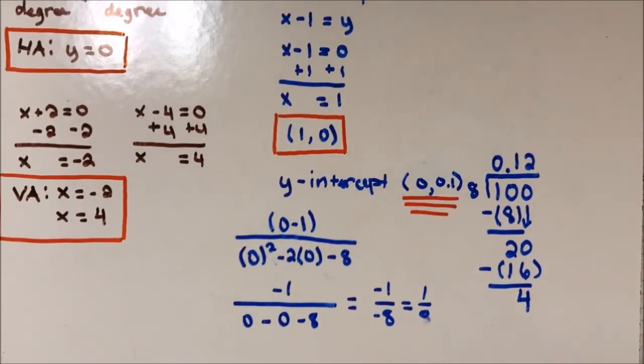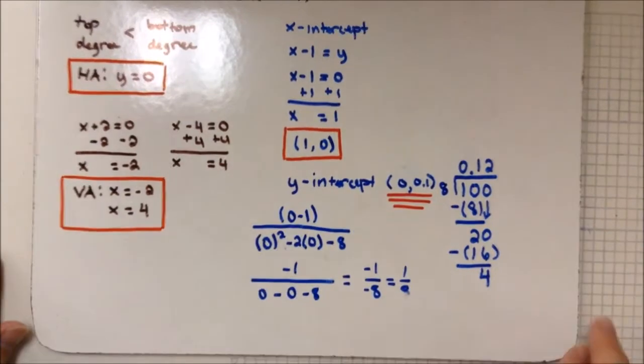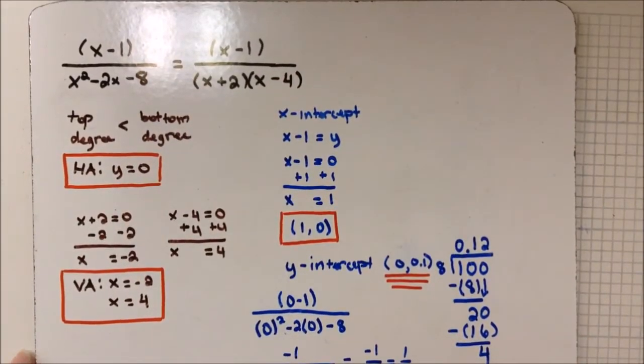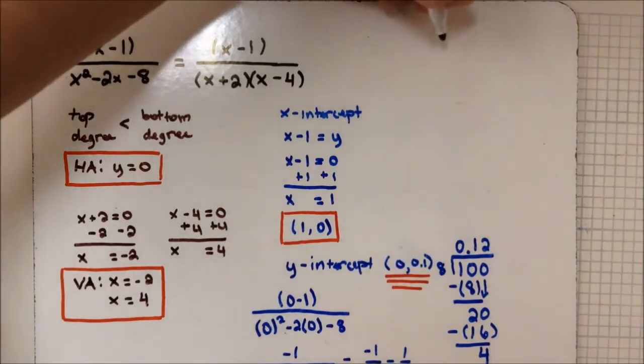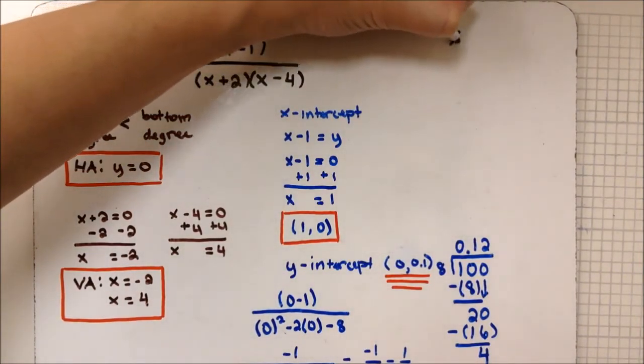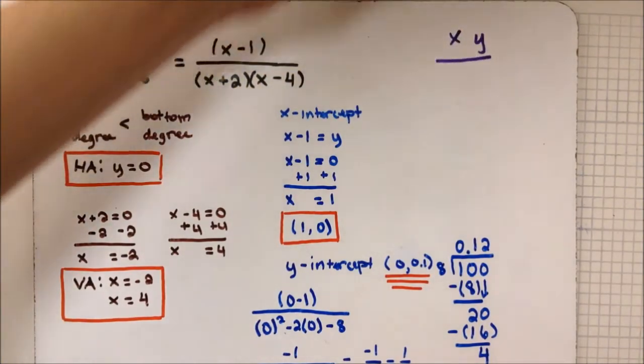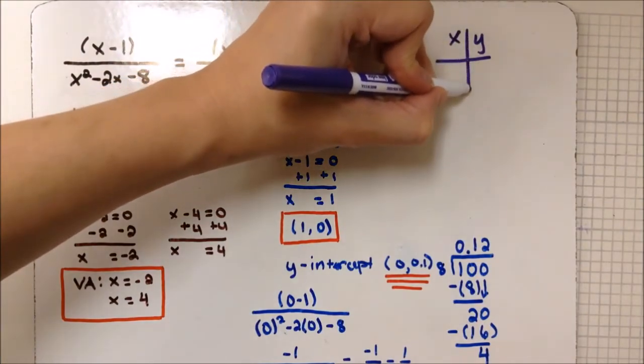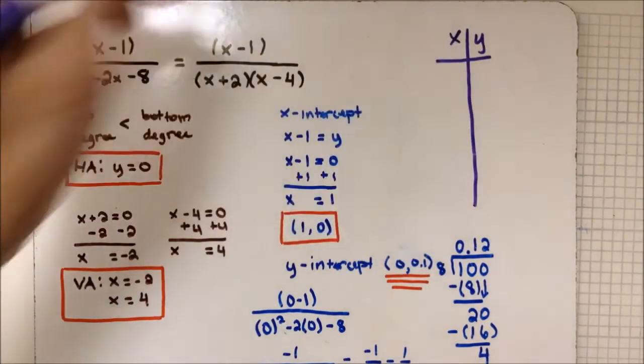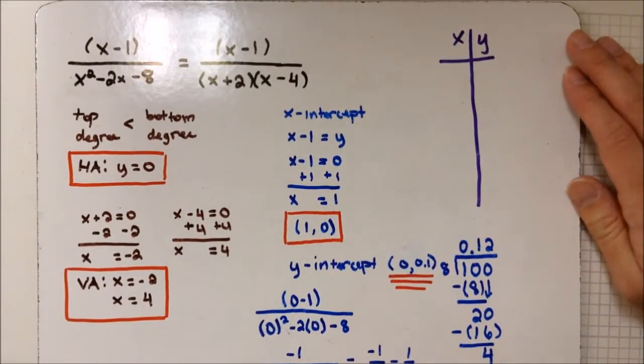So what we need is a few additional points: one or two less than negative 2 and one or two greater than 4. Now if I make our chart, again, I'm using the vertical asymptotes, our x, y table. I don't know how many points we're going to make, but let's see.